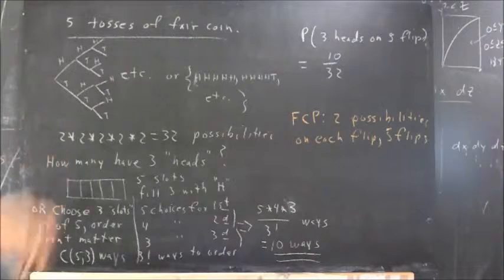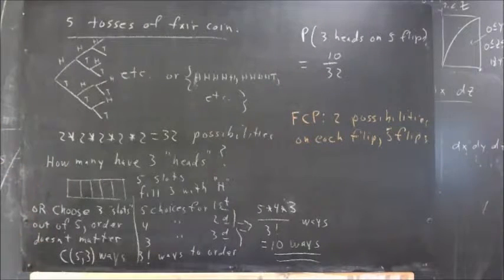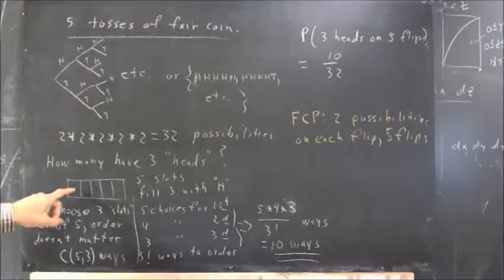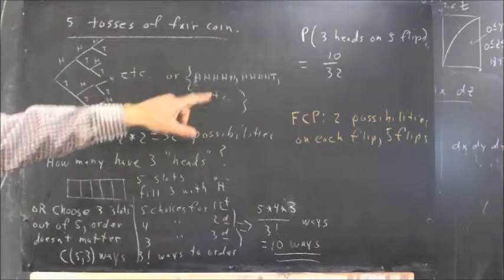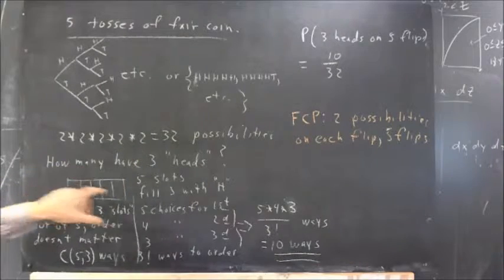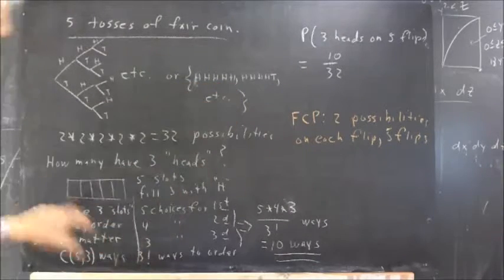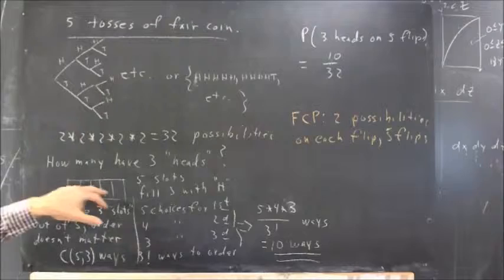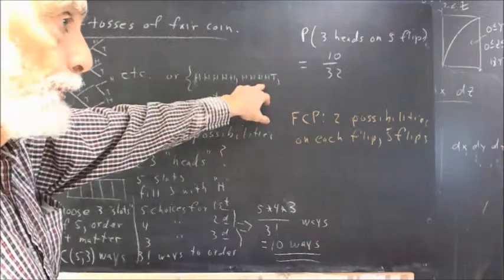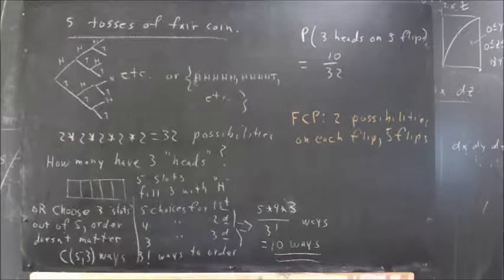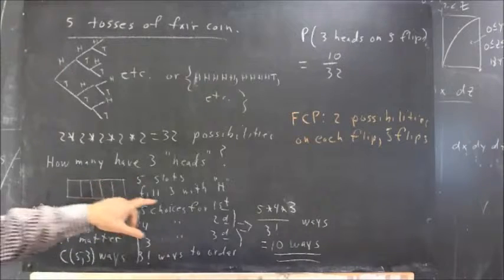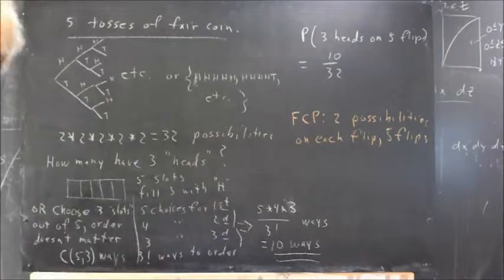The way we've visualized this before, the way I've chosen to represent it, is you have 5 slots, and each of these slots can be filled with a head or a tail. So if we fill them all with heads, we get this outcome. If we fill the first 4 with heads and then 1 with tails, we get this outcome. Now the question is, how many ways are there to fill exactly 3 of those slots with a head?